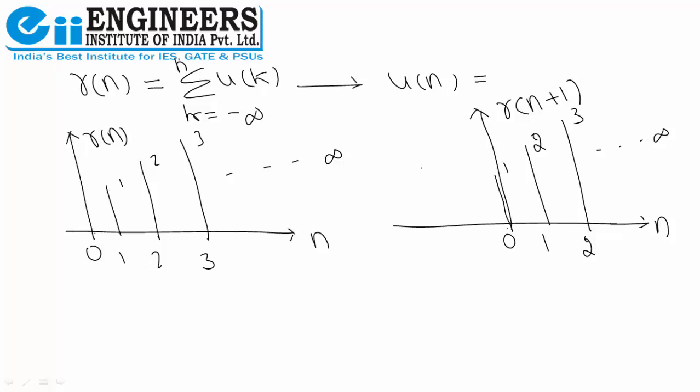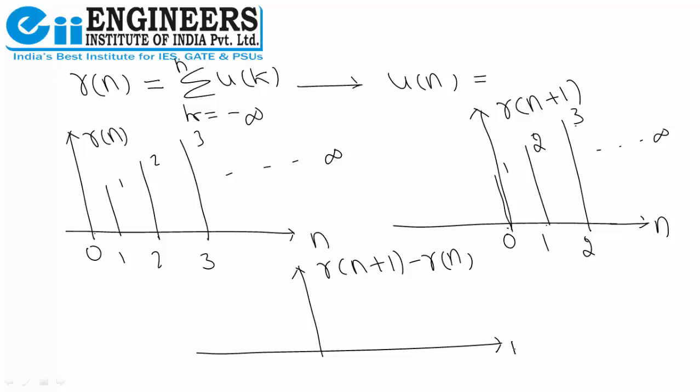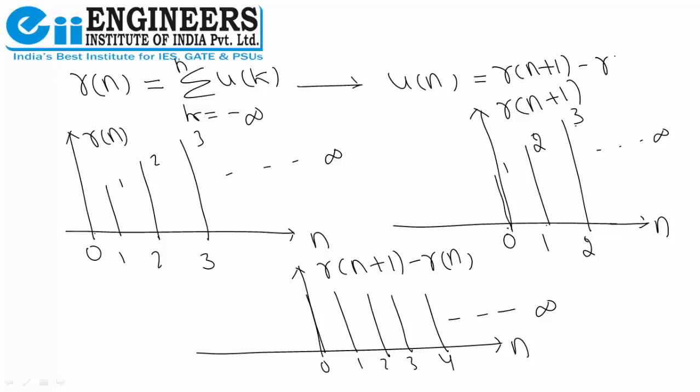Suppose I subtract r[n plus 1] minus r[n]. So r[n plus 1] at 0 you have value 1, but in r[n] at 0 you have value 0. So 1 minus 0 answer will be 1. At 1 the value is 2 in r[n plus 1], but in r[n] at 1 the value is 1. So 2 minus 1 again 1. Similarly 3 minus 2 again 1. So if you subtract r[n plus 1] minus r[n], then you will get 1 1 1 1 up to infinity at each and every value of n. Okay. So u[n] is nothing but r[n plus 1] minus r[n].